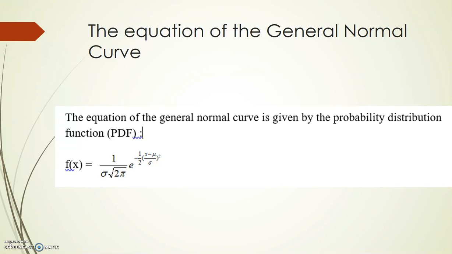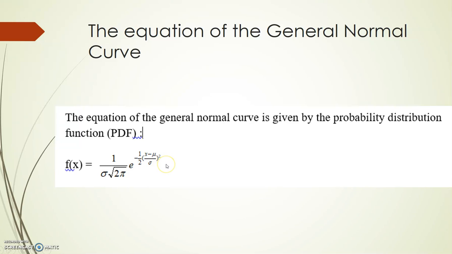Let's look at the equation of the general normal curve. It looks very complicated, but it's not really. Here is the equation. Let's analyse it: 1 over the standard deviation times the square root of 2 pi, times e to the power of -1/2 times (x minus the mean over the standard deviation), the whole thing squared.